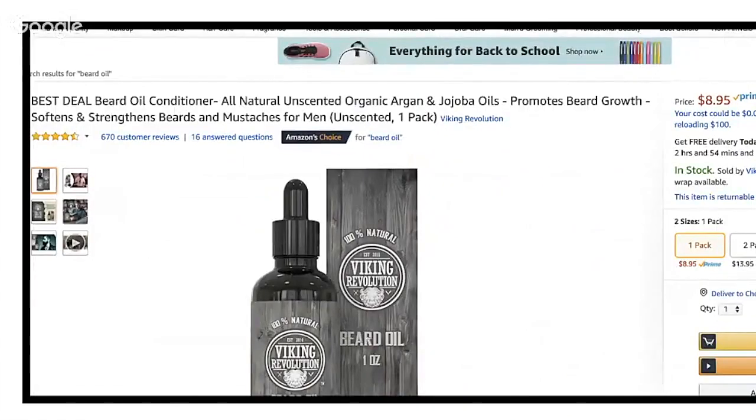Now I have a single product page. There's a 1-pack and a 2-pack, which is standard stuff, but essentially I just sell beard oil on that page. One product, one campaign, that's it.